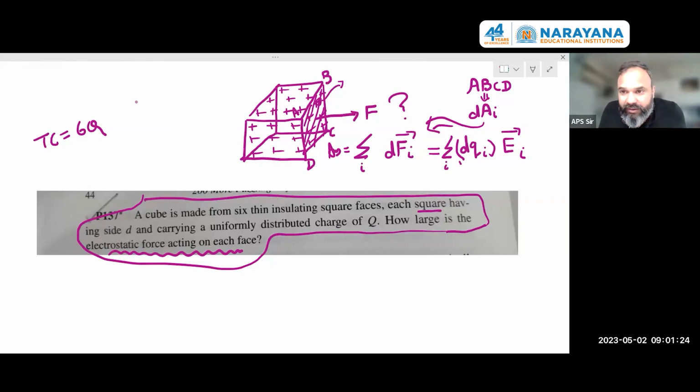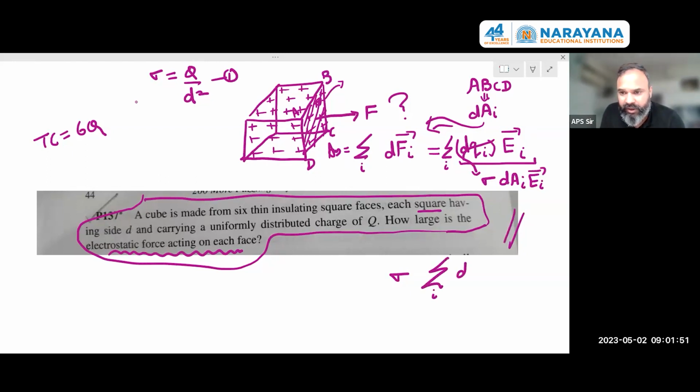Now the complete thing is this. The student says, "Fine, sir, dq on the ith particle is sigma dAi." Luckily, sigma throughout is constant. Even on this face, sigma is q upon d square, so that is known to me. I'll put sigma dAi Ei vector. Now forget sigma, so this is gone. The sum of dAi Ei vector, the net, is what I'm expecting as my answer.